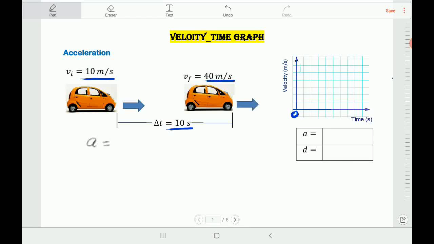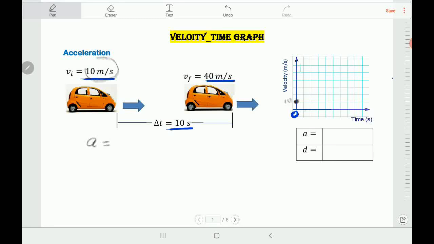Well, to visualize the problem, let's represent it on the graph. We call this graph the velocity time graph, where the x-axis is the time and the y-axis is the velocity. We'll start with the first condition. The initial velocity of the car was 10 meters per second. We'll assume the t at this time is equal to 0. So at 0, the speed is equal to 10. So we say this is 10 meters per second. We put a circle here. That's the initial velocity, Vi, that we just represented.